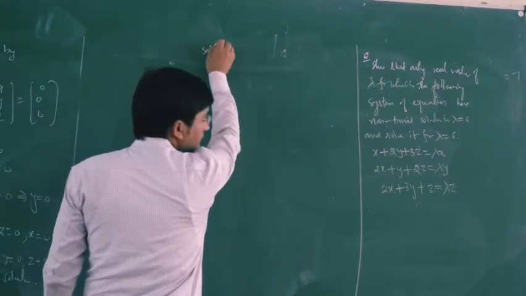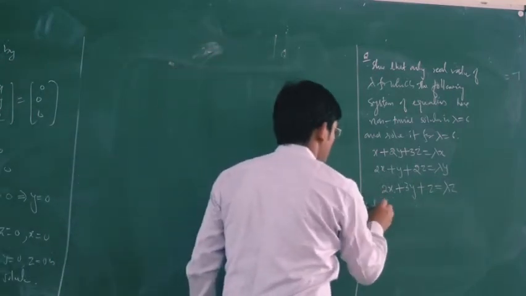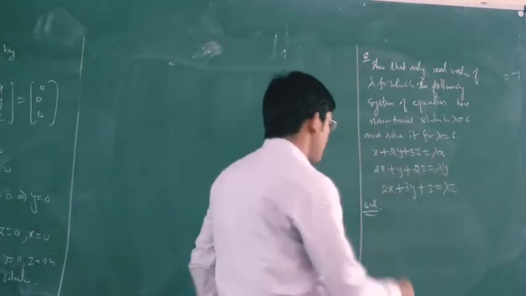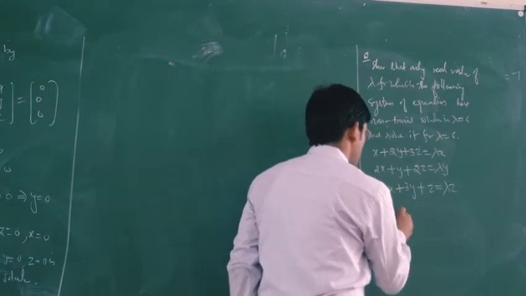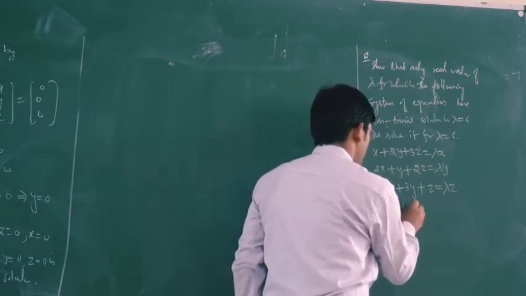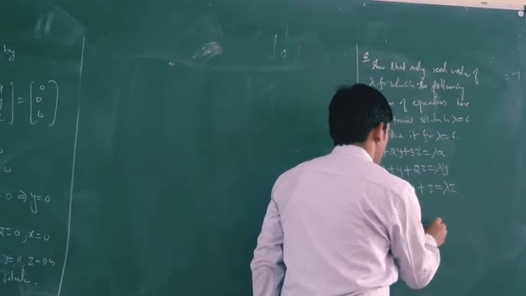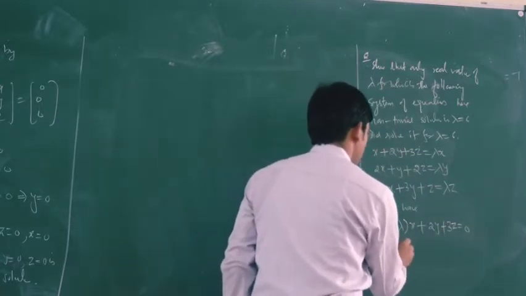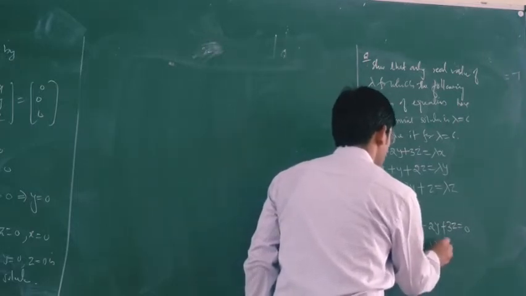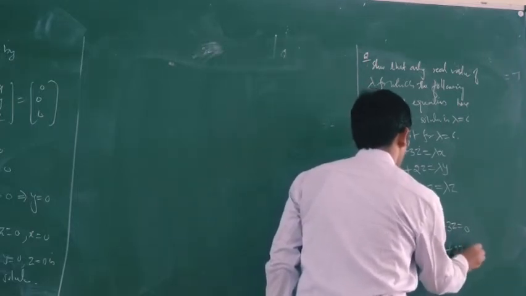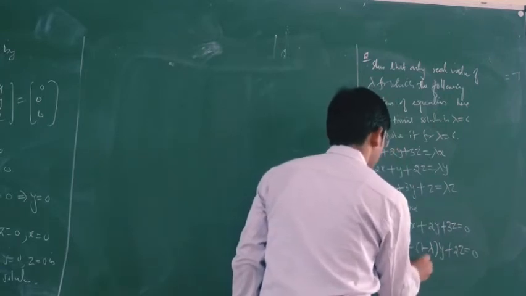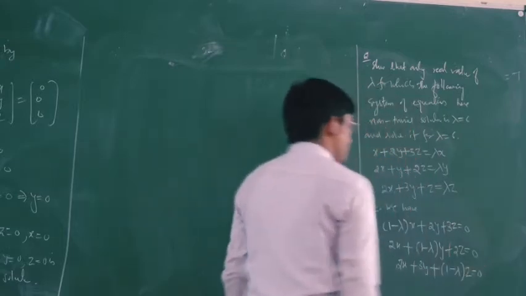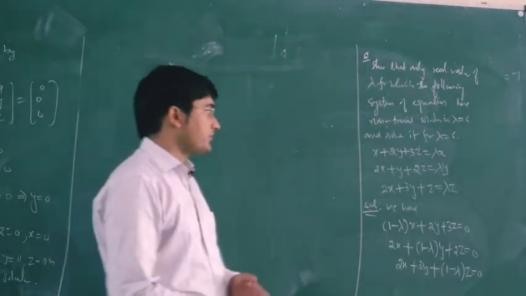Solution: let us take this lambda x to the left hand side, so we will have (1 minus lambda) x plus 2y plus 3z equal to 0, then 2x plus (1 minus lambda) y plus 2z equal to 0, then 2x plus 3y plus (1 minus lambda) z equal to 0. So this is our homogeneous system of equations.